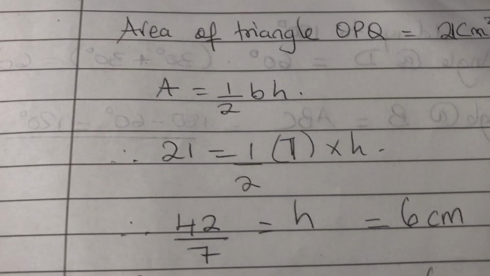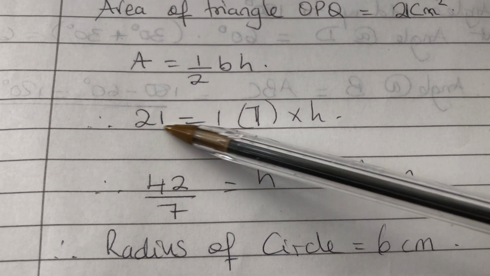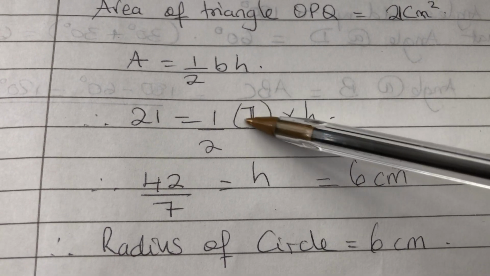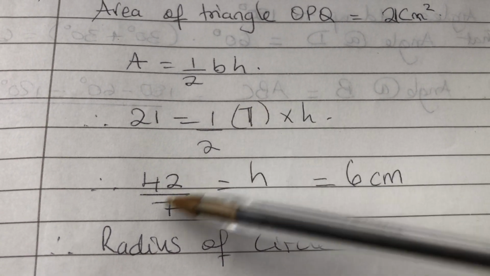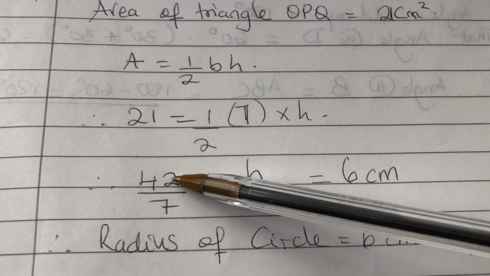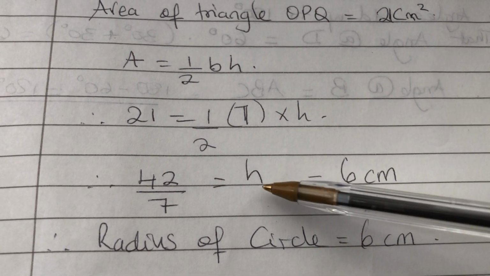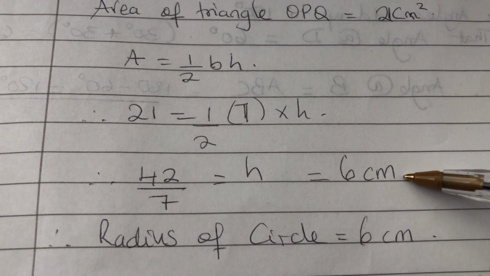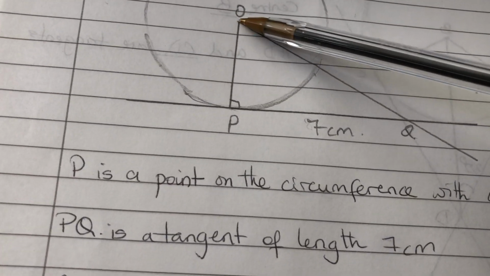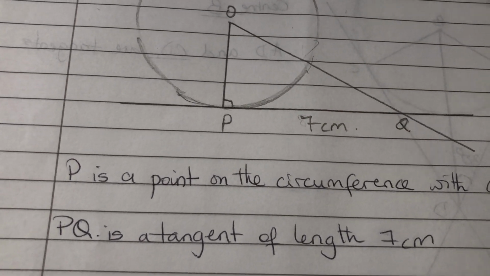Okay, so now 21, if we bring 2 to this side, we have 42. 7 is multiplying here, so if it comes here, it is going to divide. So we have 42 over 7, which will be equal to h. So h is 6 centimeters. So the radius, which is the same as the height of the triangle, is 6 centimeters.